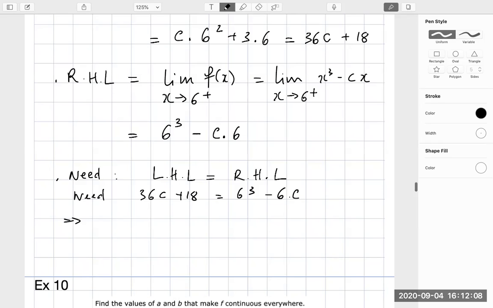We add 6c to both sides, which becomes 42c equal to 6 cubed, and subtract 18. Then we need c to be 6 cubed minus 18, divided by 42. And you can use a calculator to simplify it. Okay, I got 8/42. Is it clear? Yeah. Very good.